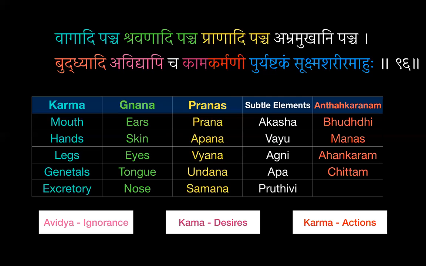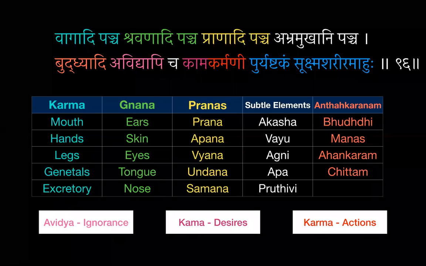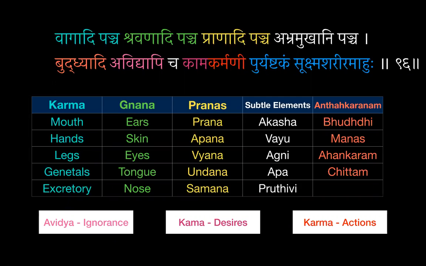So avidya leads to kama, that is desire, and kama leads to karma. Because when I have a desire, I need to do something to attain that desire. It is not enough just to desire a big palatial house, but we need money to buy that house. And in order to get that money, we have to work. So that is karma.